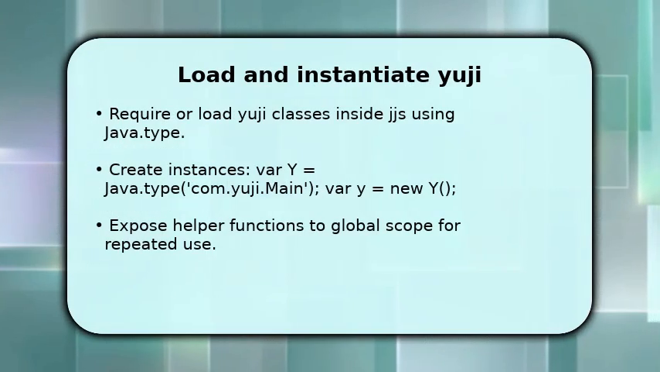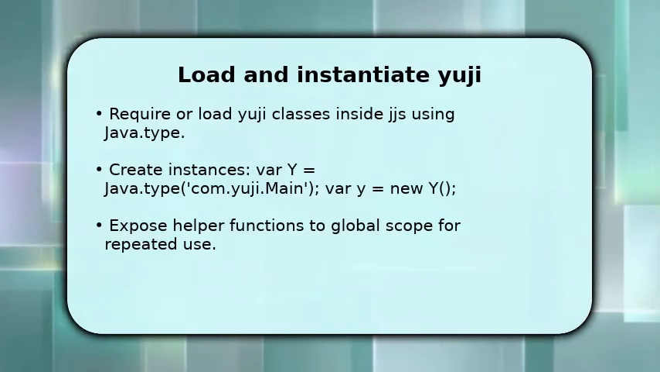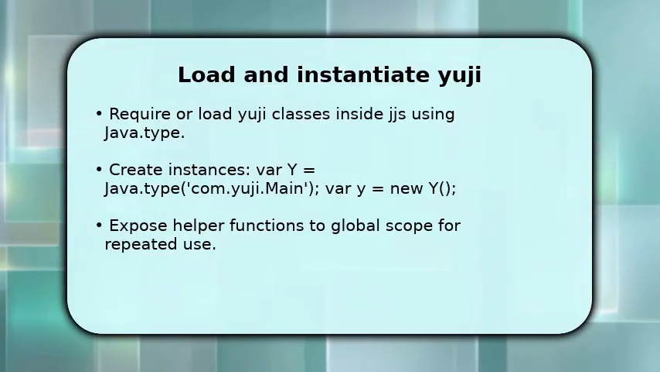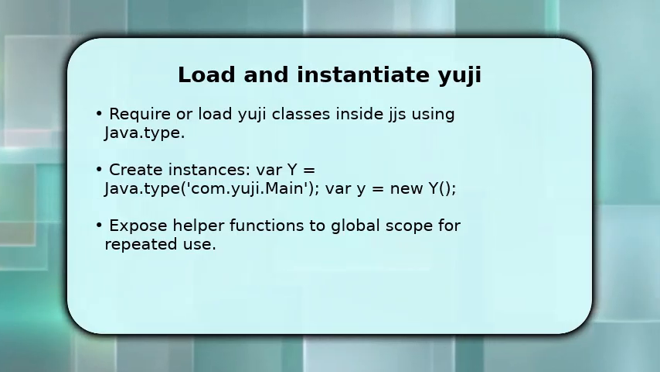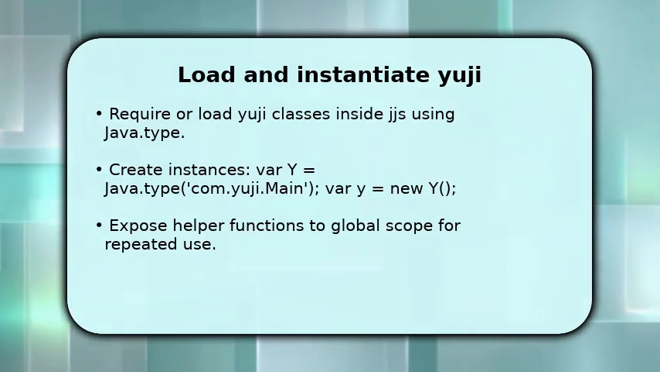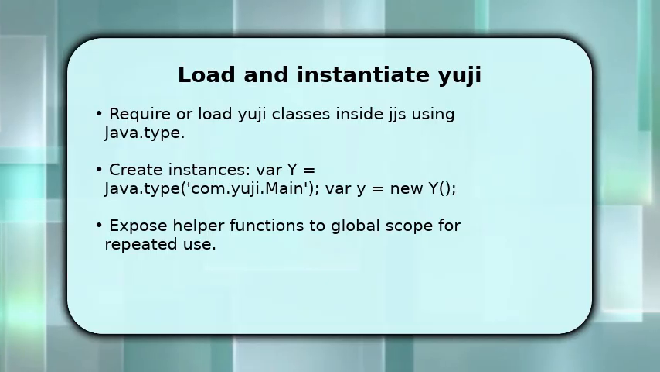Once JJS is running with Yuji on the class path, load the Java classes directly. Use Java.type com.Yuji.Main to reference the main entry. Create an instance with new and assign it to a short variable name so calls are concise.